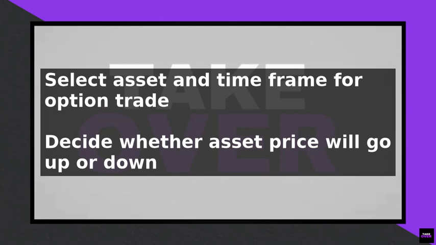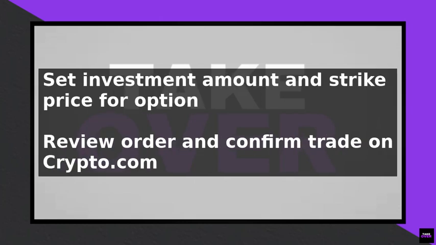When buying an option, you need to set the amount you want to invest and the strike price, which is the price at which the option can be exercised. The premium is the cost of the option, and it is deducted from your account balance. After setting the parameters, review your order and confirm the trade.